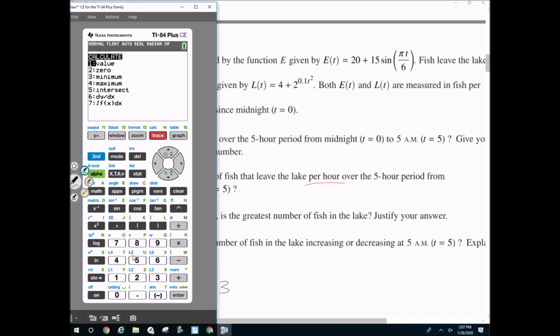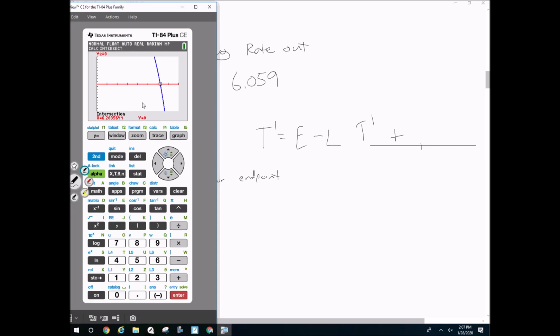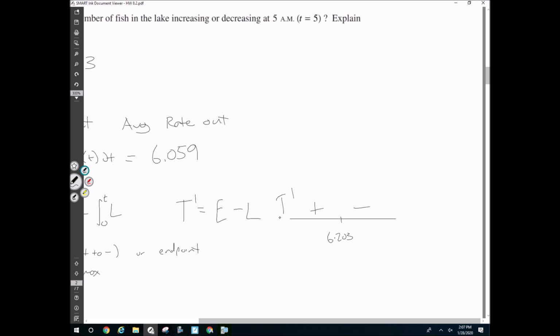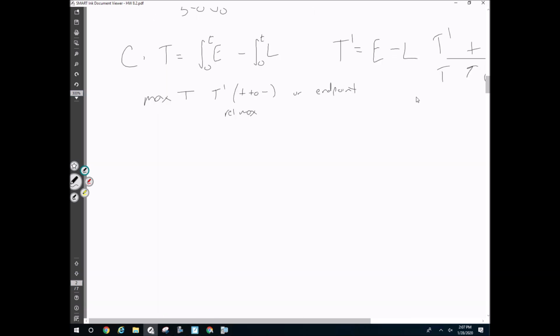There you go. Second calc intersect. Second calc intersect. Enter, enter, enter. Here we go. Here's my friend, the sign analysis of T prime. T prime is positive until 6.203. Negative after 6.203. That is telling me T on my interval is going up, then going down. What is the number of fish greatest?